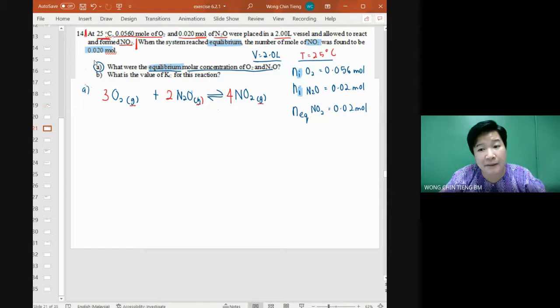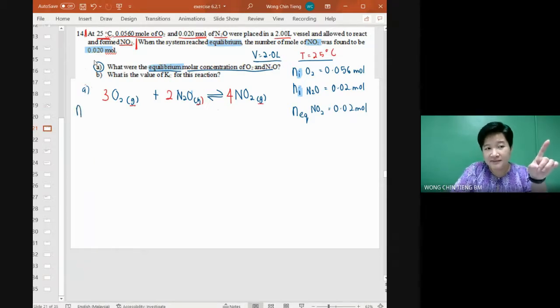Next thing about I stable is you need to determine your I stable right now. Want to be in number of mole or want to be in concentration? You choose. Kamu buat dalam apa? Number of mole or concentration. Kalau kamu buat dalam concentration, can I use the 0.056 straight away? No.